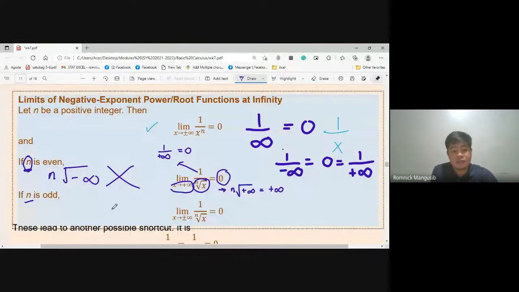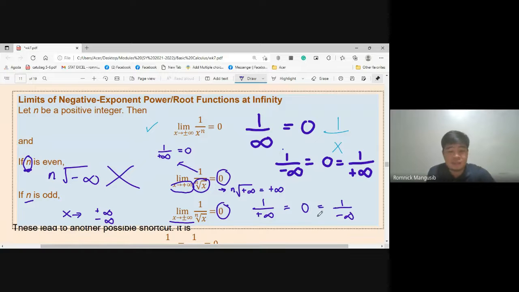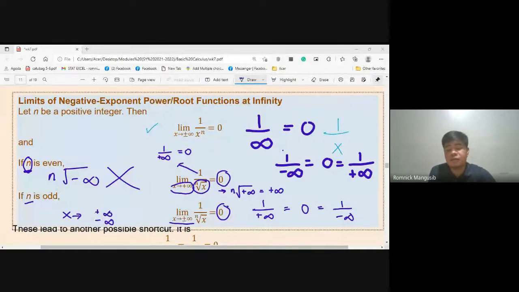Okay? So if n is odd, then you can actually make use of positive infinity or negative infinity as the movement of x. Yun ang sinasabi nito. And it remains to be 0. Why? Because 1 over positive infinity and 1 over negative infinity in the rule of limit is 0. They are approaching 0, class. Yun ang ibig sabihin, kaya that remains to be 0. Isn't it very powerful and very interesting to know? That's it. Yun ang sinasabi ng rules nito.